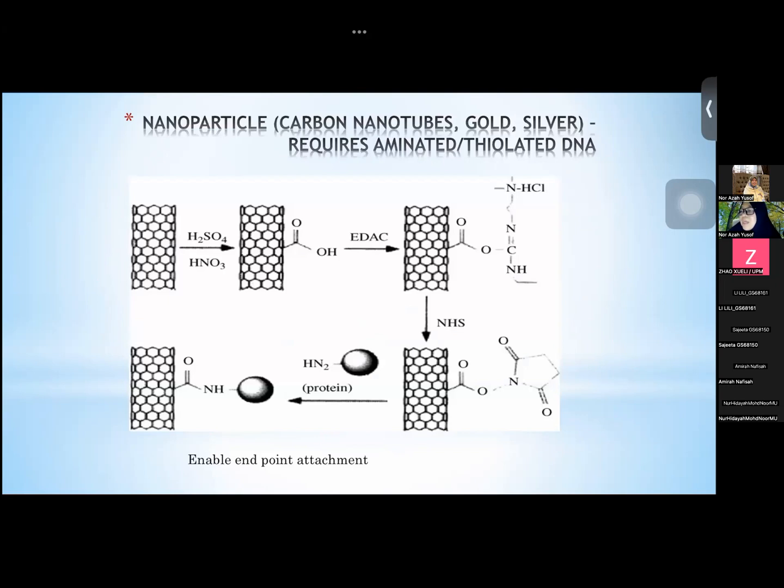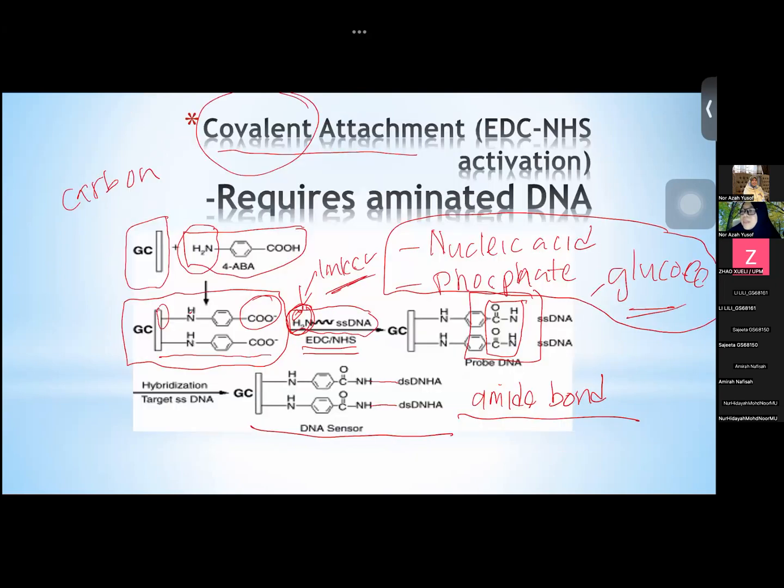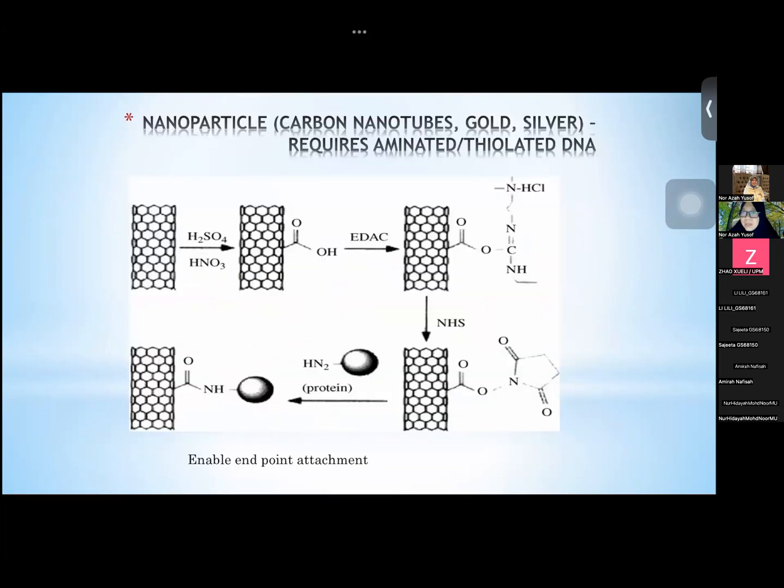Okay, so this is another chemistry. So I mentioned just now that I didn't discuss the chemistry of carbon and amine. Straight away I moved to this and then got the DNA attached to the carboxyl group. Yeah. So if you have carbon, okay, you can oxidize. Yeah, this is acid. You can oxidize the carbon so that the carbon will have carboxyl group. So it's not that difficult.